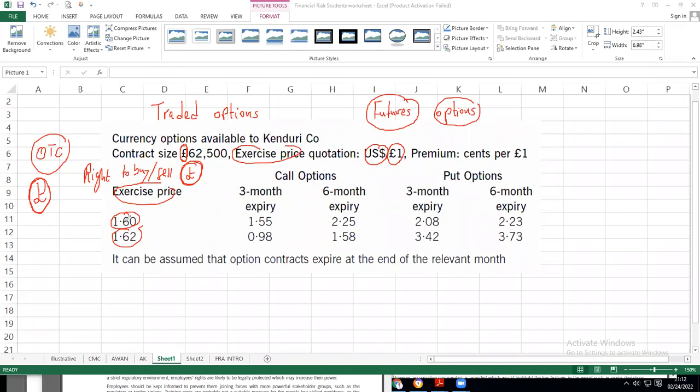We get it. So here, this $1.6 premium, which we have introduced you to, these are cents per pound. These are cents on a single pound. It's these small numbers that you have here.